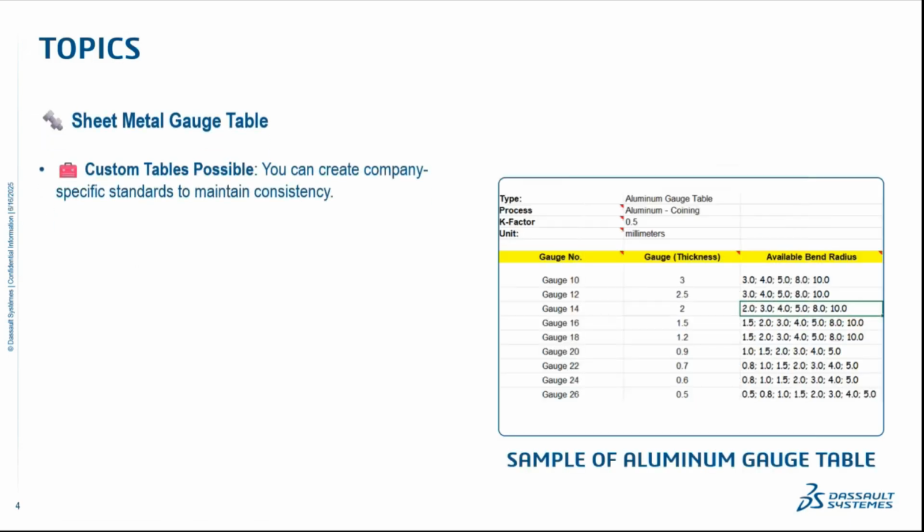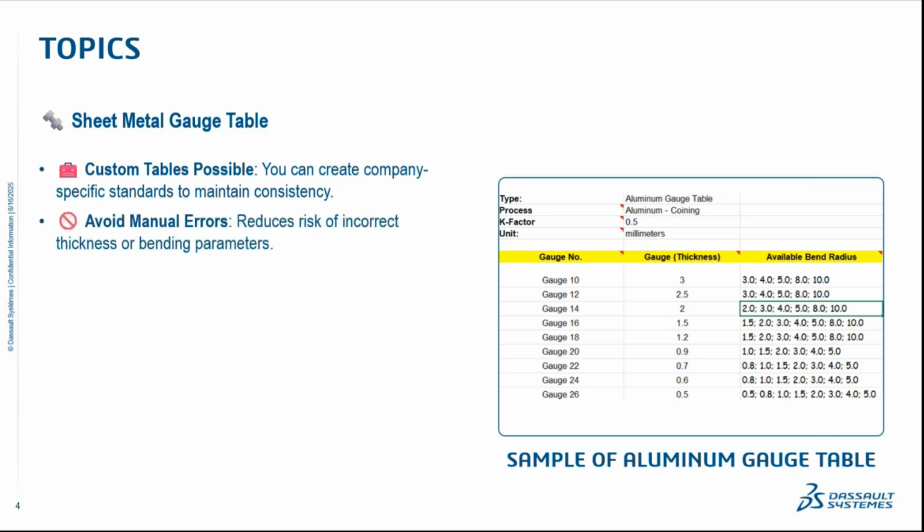As I said, you can create your own customized gauge table by utilizing the basic gauge tables which are already available in SolidWorks. You don't need to redesign the whole table or apply the whole restrictions, the macros in the background which are already running. You just need to copy the tables that are already available in SolidWorks, and then you can move forward with it.